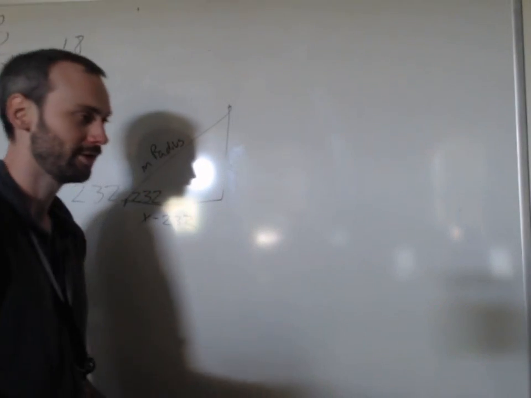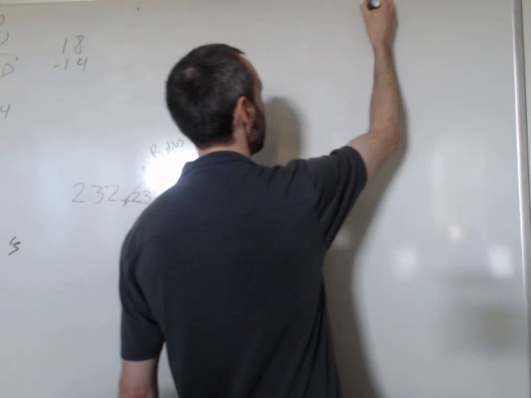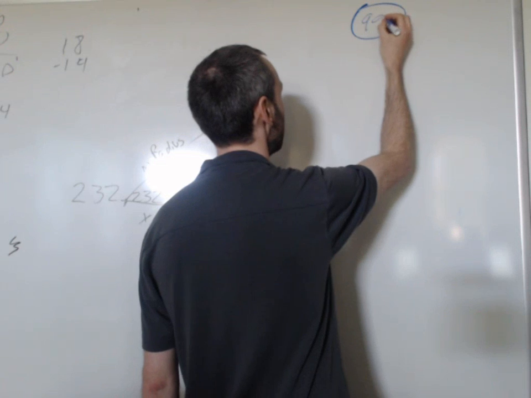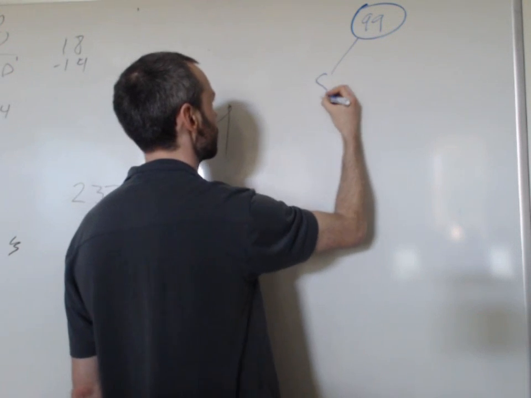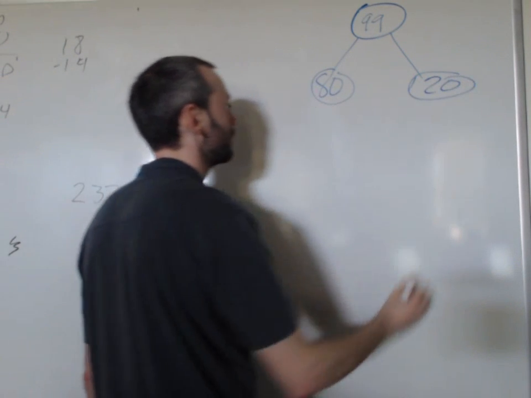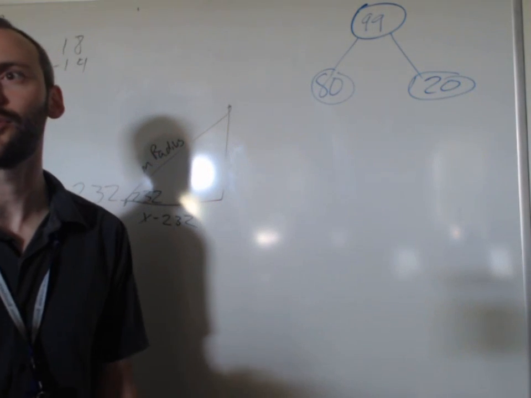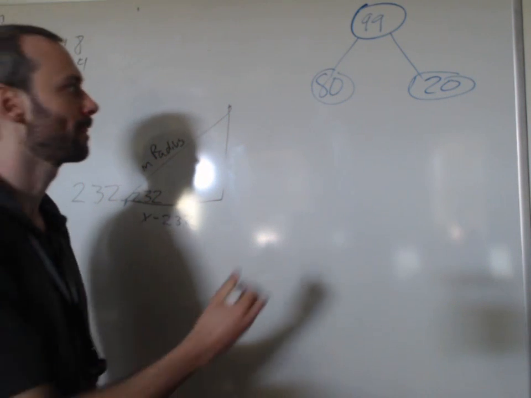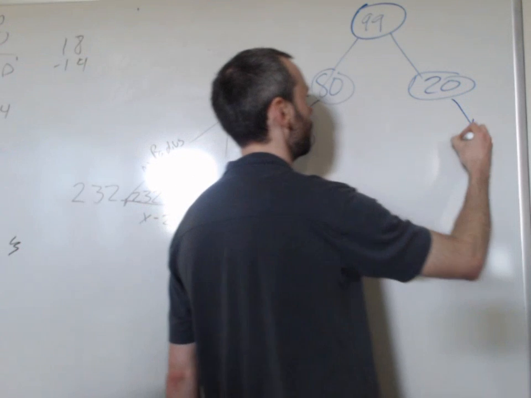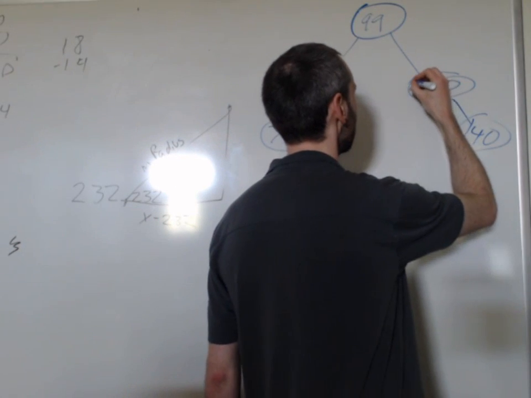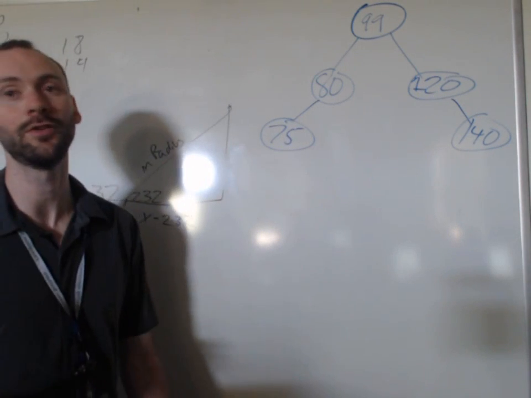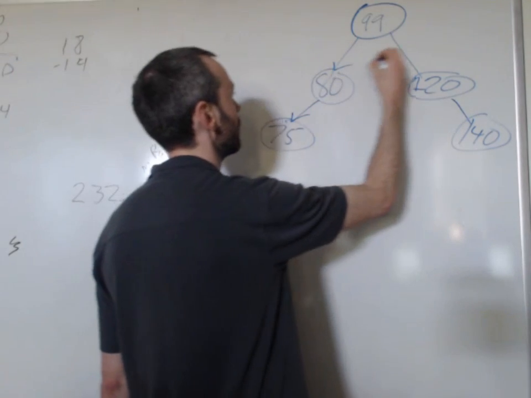All right, so a binary tree is a tree where every node has up to 2 children. You always have a root node. Maybe we'll give it 99. And it might have two children, 80 and 120. So that's a binary tree, because every node has at most 2 children. So I could do 75, and then over here I could do 140. That's still a binary tree, because every node has at most 2 children.